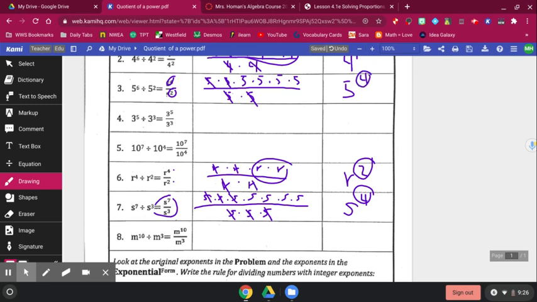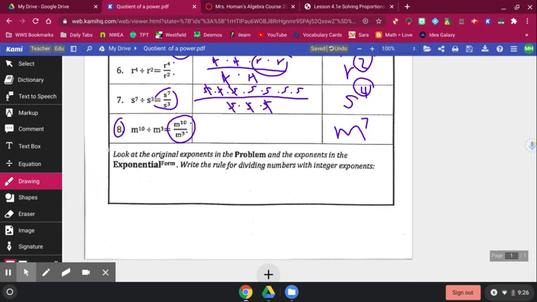So these other ones, number 4, number 5, number 8, without having to expand it, I can see that the base is going to be the same, and then I'm going to subtract the exponents. The bases are going to be the same. Oops, that's a 10. And I'm going to subtract these exponents. 7 minus 4 is 3. Number 8, the base is going to be the same, so we have an m. And we're going to subtract these exponents. 10 minus 3 is 7.